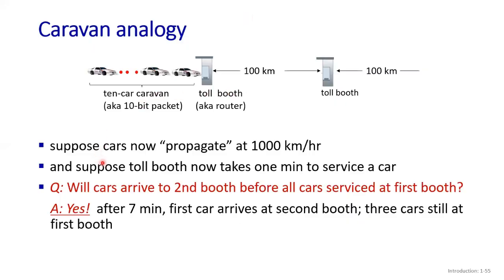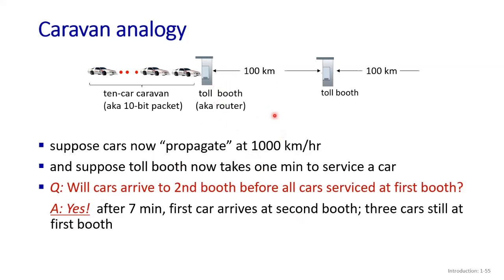Now suppose the cars are propagating at 1000 kilometers per hour, and the toll booth takes 1 minute to service a car. In this case, the service time for a caravan is greater than the time for a car to travel between toll booths. So the question arises: will the cars arrive at the second booth before all cars are serviced at the first booth? Yes, after 7 minutes, the first car arrives at the second booth, while 3 cars are still at the first booth.